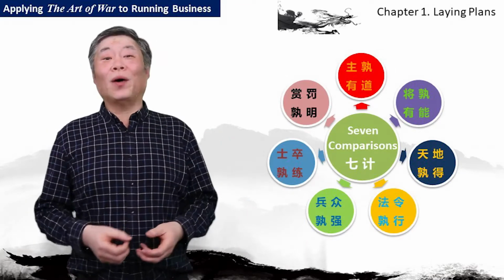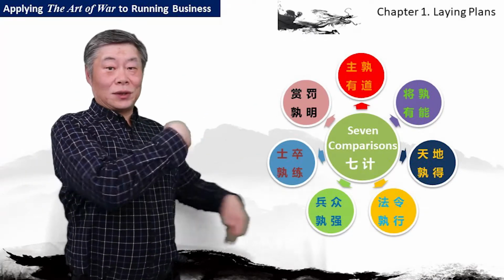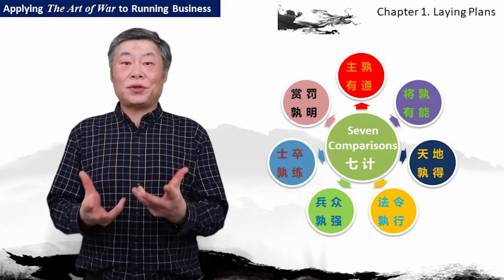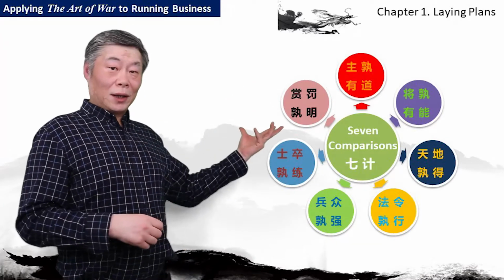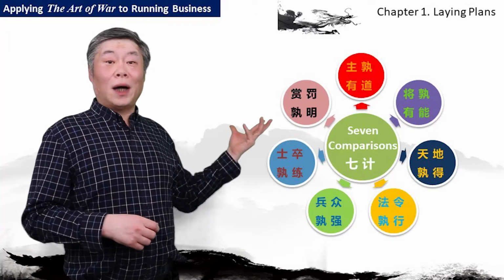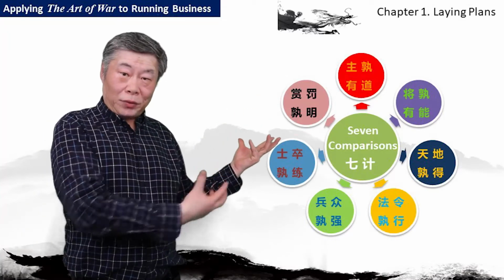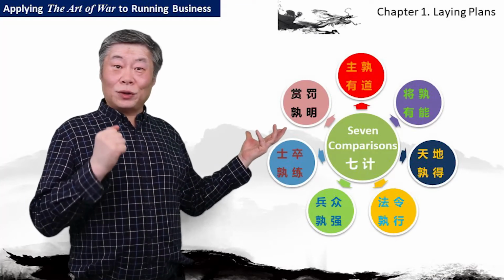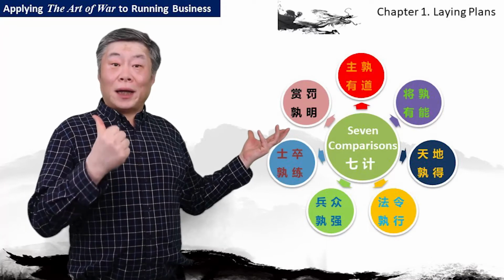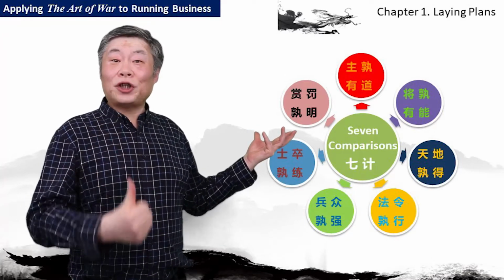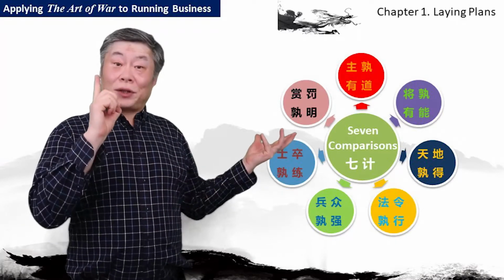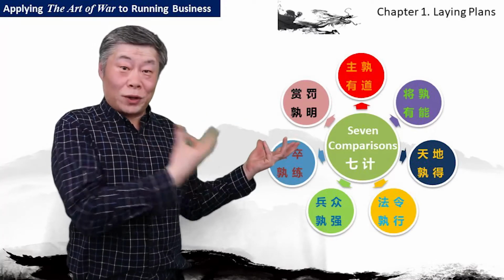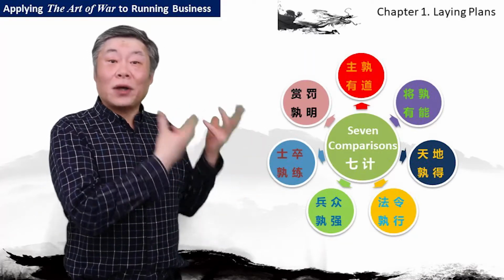Now, having looked at this whole picture, let me tell you the translation from Mr. Lionel Giles regarding these seven aspects, or the seven areas for us to make comparisons. Again, like I said, the original word used by Mr. Lionel Giles is calculations. And reading those ancient Chinese characters by Sun Tzu, it is correct. If we are doing word for word translation, it is really calculation.